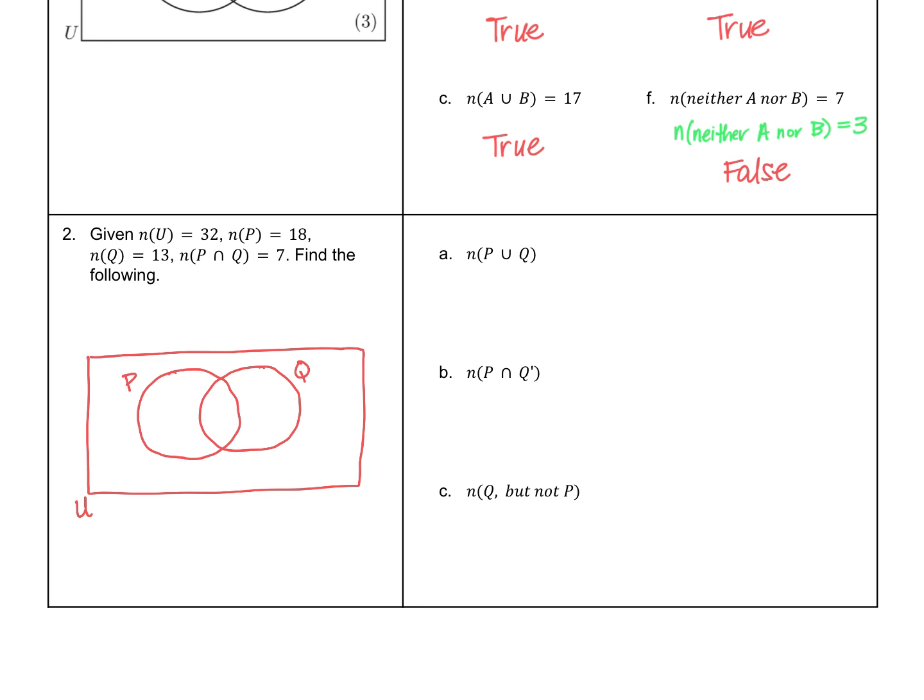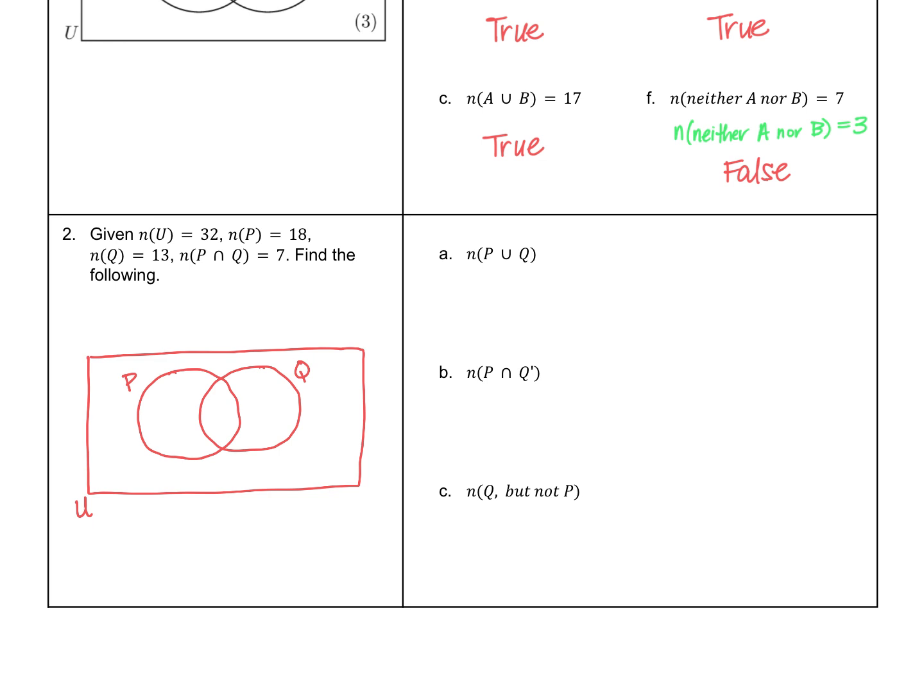P has a total number of elements of 18 between P only and the intersection. And then the number of elements that are in Q is 13 between the intersection and the number of elements that are in Q only. The number of elements in my intersection is 7. So I'm going to start there first so that I don't count things twice. If it says the number of elements that are in Q is 13, well, if I already have 7 of them in the intersection, that leaves me with 6 that are in Q only.